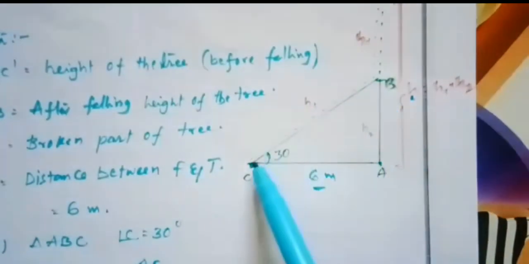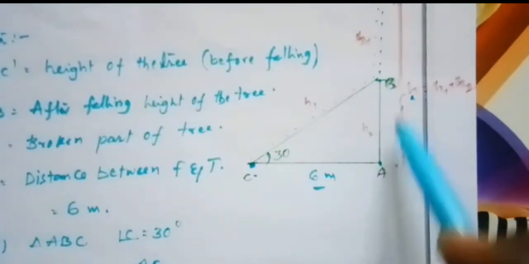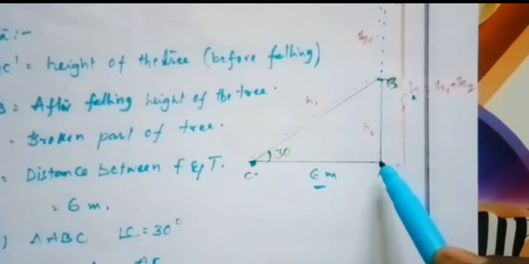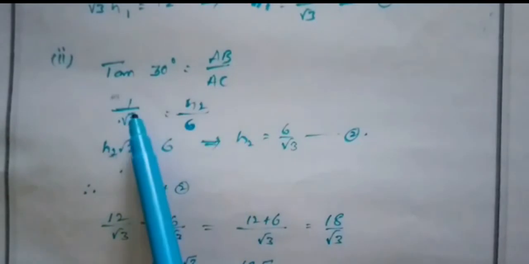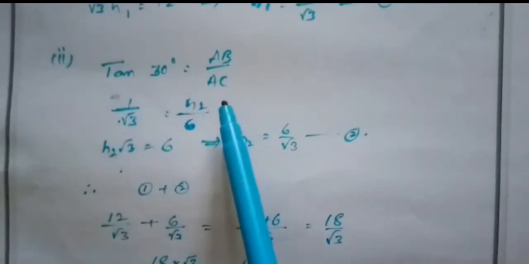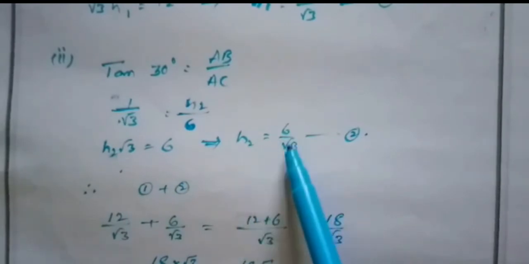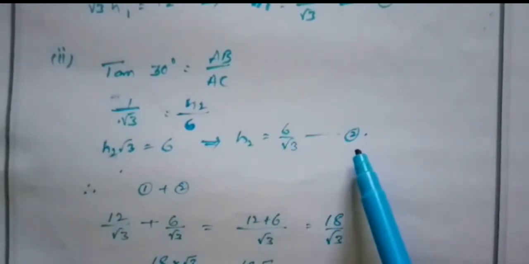That way we find h1, the broken part of the tree, and AB is the remaining part of the tree. We will find it using opposite side to adjacent side, so we take tan theta. Tan 30 degrees equals AB by AC, opposite by adjacent. Tan 30 is 1 by root 3, AB is h2, and AC is 6 meters. Cross multiplication: h2 root 3 equals 6, so h2 equals 6 by root 3. This is the second equation.